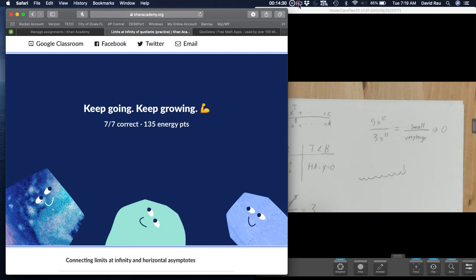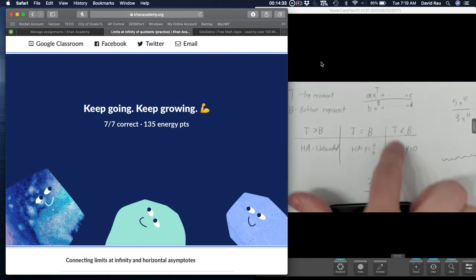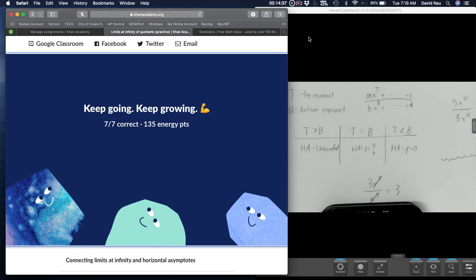Hopefully it makes sense. At the end of the day, you can see that if you just follow this table, you can actually get through the assignment very, very quickly. But hopefully you understand a little bit of the why.